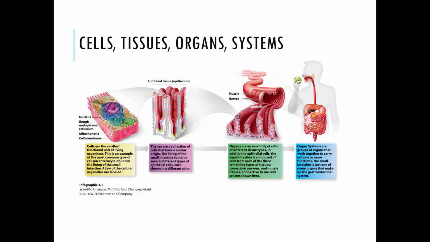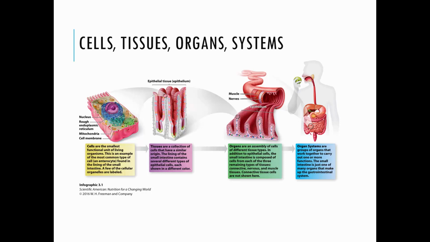Then we have tissues, and tissues are a collection of cells that have similar origin and do similar things. So the lining of the small intestine is different types of epithelial tissue. Then moving on to organs, an organ is an assembly of cells of different tissue types that all have one function. For example, the small intestine is composed of cells from connective, nervous, and muscle tissue, as well as the epithelial cells.